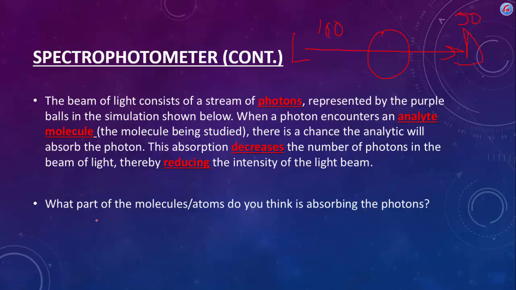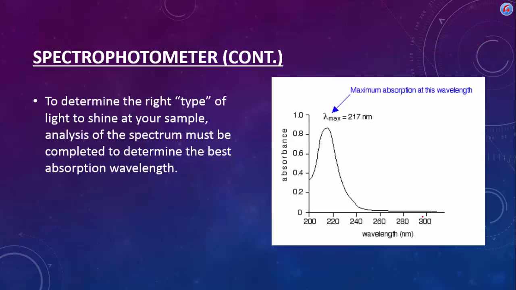So, real quick question for you. What part of the molecule or atoms do you think is absorbing the photons? Go enter your answer. So you should have said the electrons. They're absorbing them. Oftentimes we need to also determine what is the right light to shine at your sample.